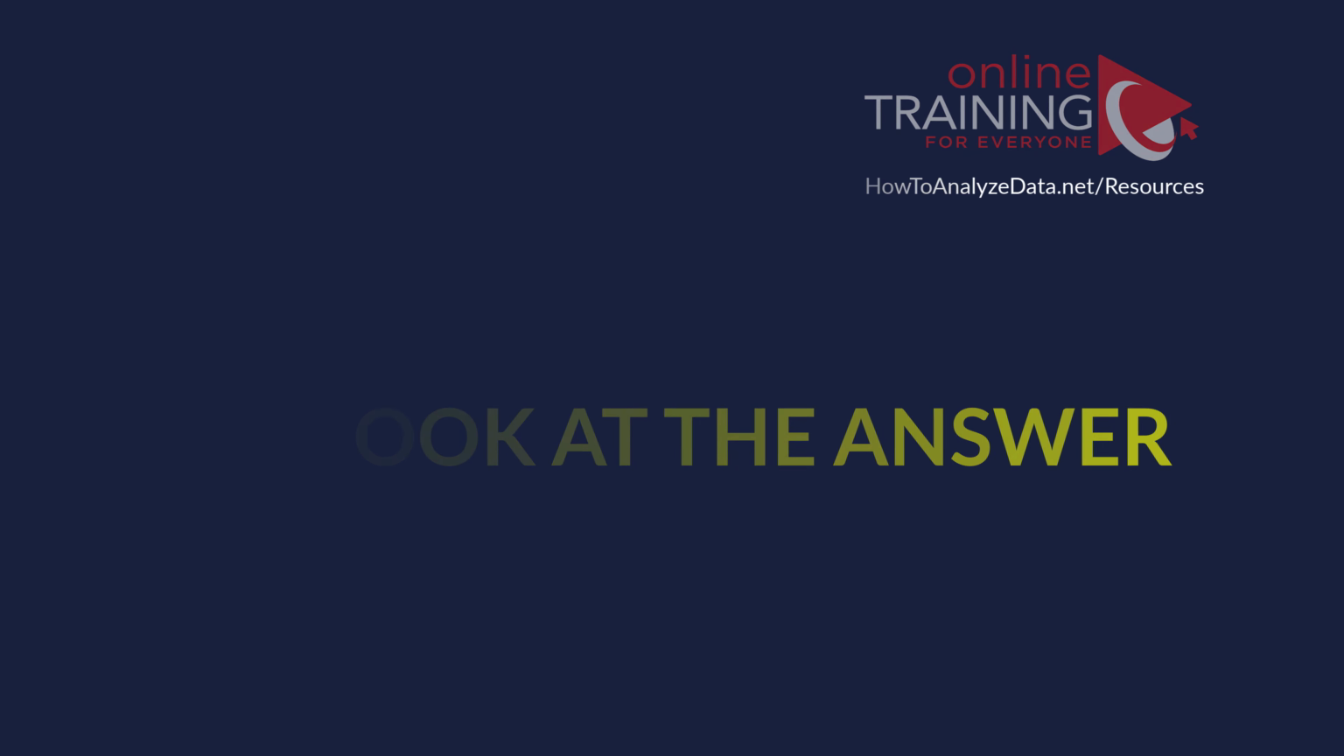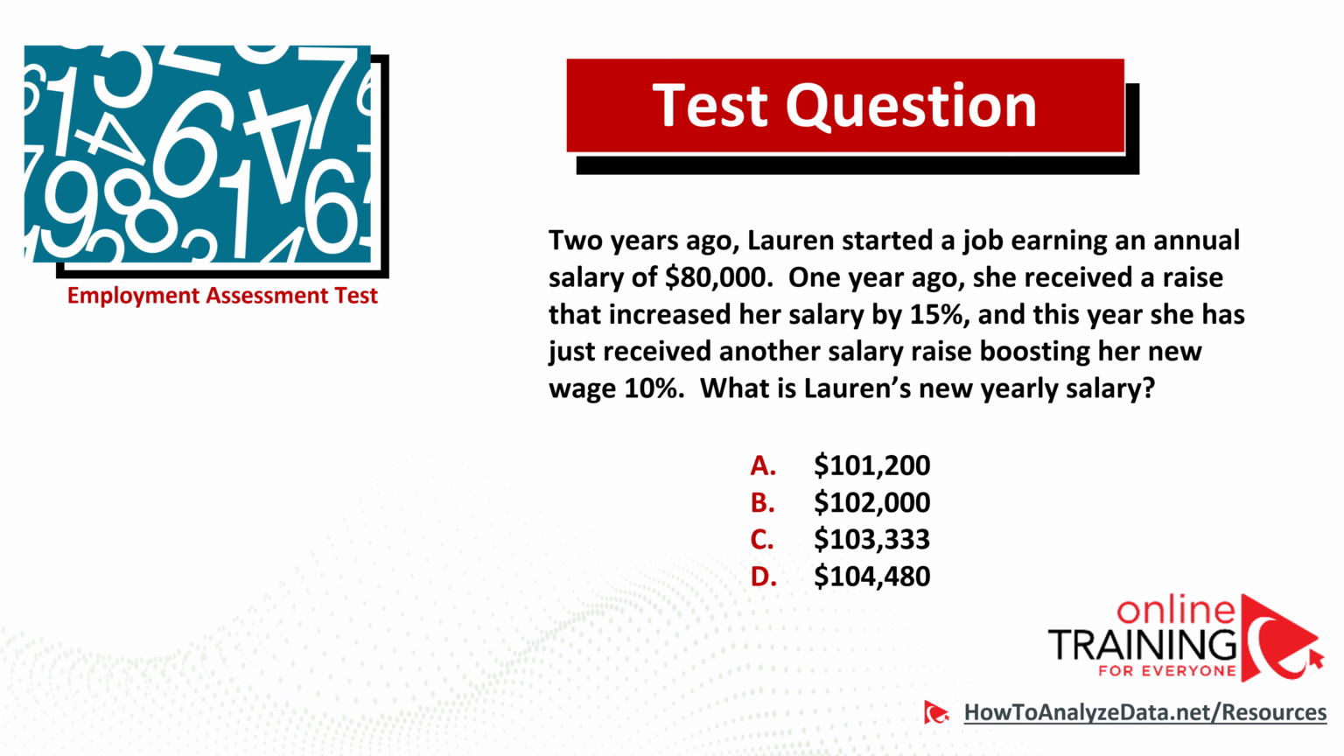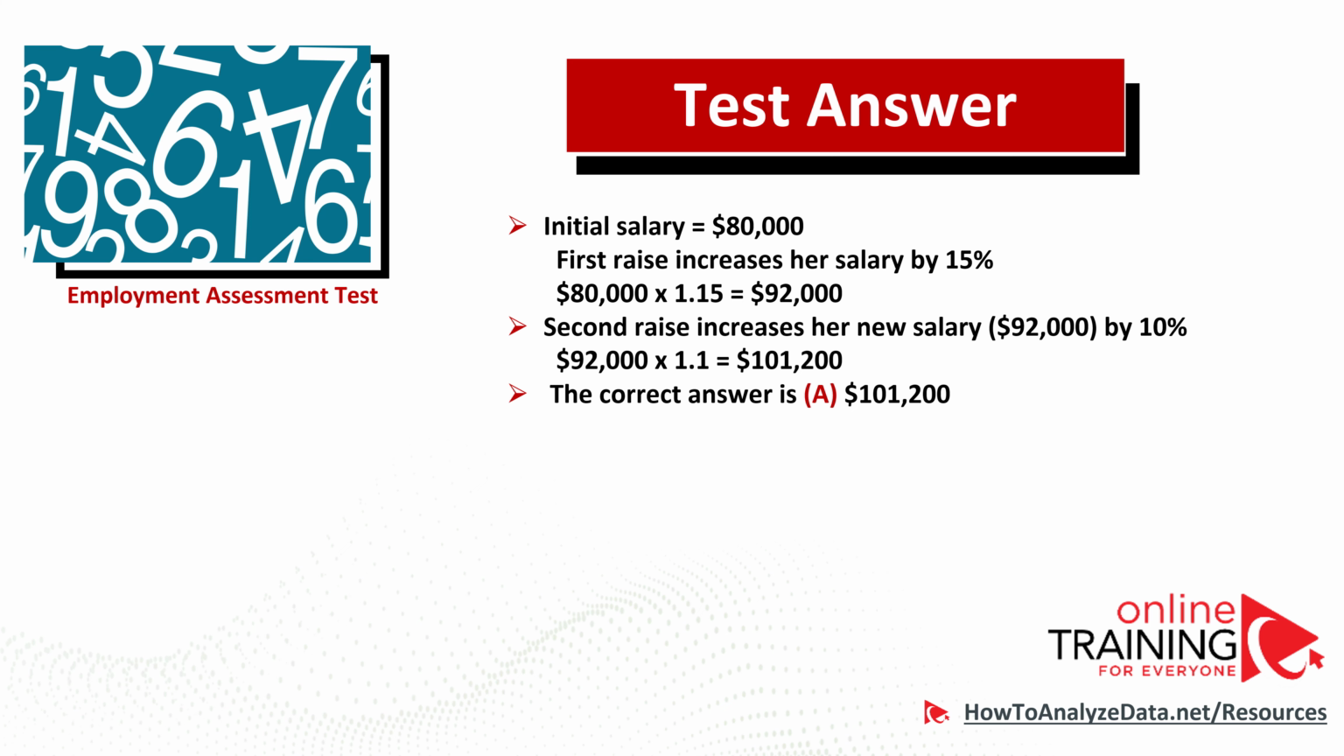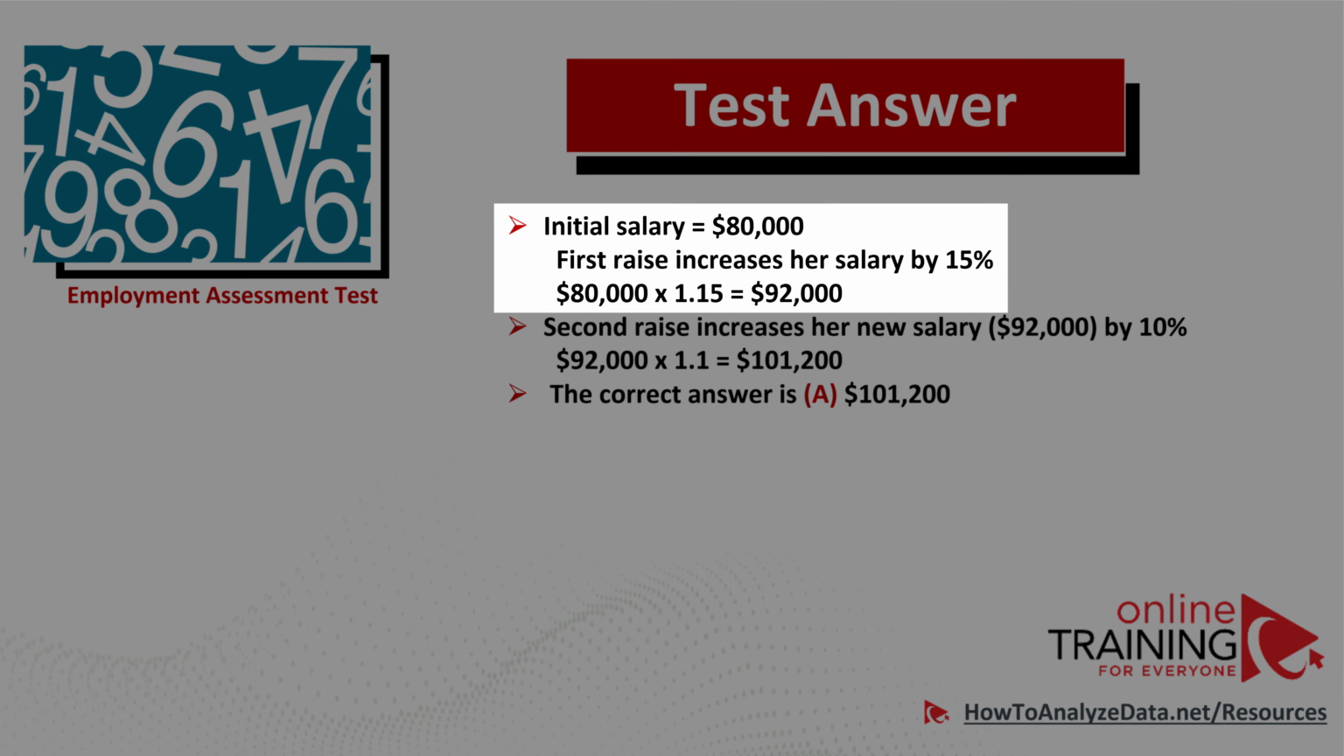Did you come up with the answer? Let's continue to see if we can solve this challenge together. To calculate Lauren's new salary, we need to take her initial salary in the amount of $80,000 and then increase it by 15% and then increase it again by 10%. So for the first increase, when we multiply $80,000 by 1.15, which represents a 15% increase, we get $92,000.